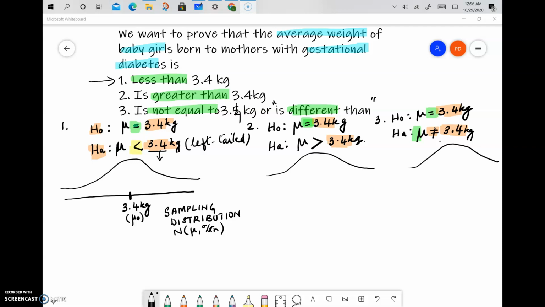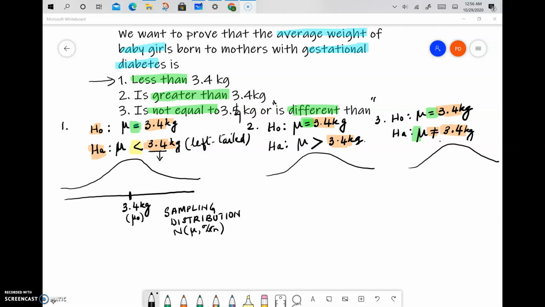In each of these cases, notice that the null hypothesis is exactly the same and it has an equal to sign. So this is how a hypothesis test works. We make the assumption that mu is equal to 3.4 kilograms. It's only for the sake of argument that we say, let us assume that 3.4 kilograms is the mean weight of baby girls.